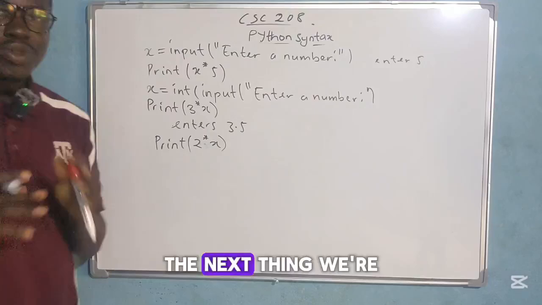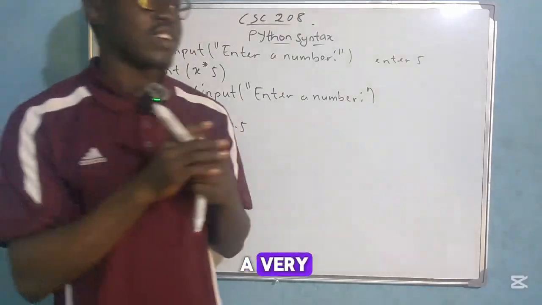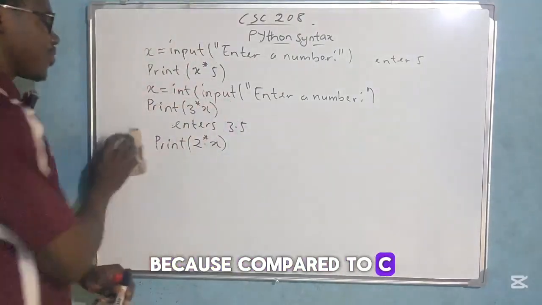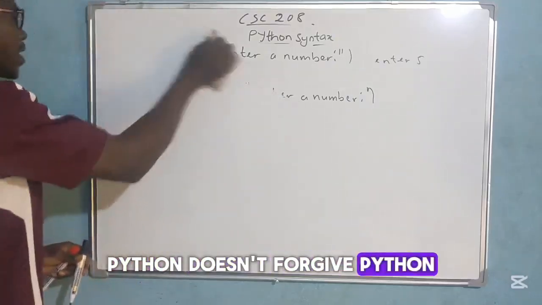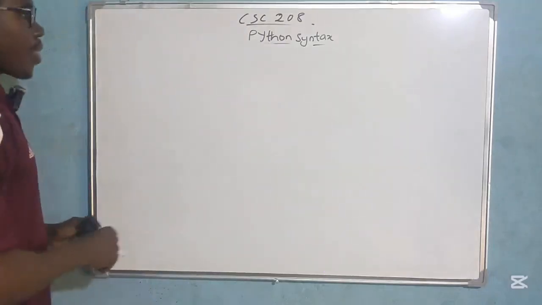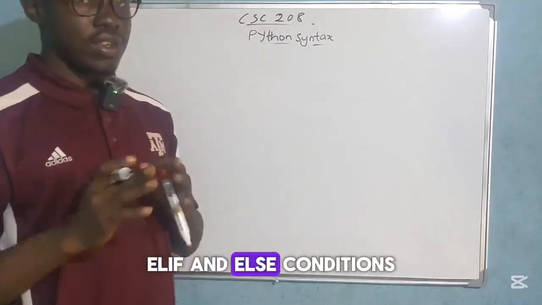Okay, so now the next thing we are going to talk about is indentation. It is a very crucial step in Python, indentation. Because compared to C, Python doesn't forgive, Python doesn't forget. Forget your indentation, you lose marks. So we have conditional statements. We are mostly going to see the if, elif, and else conditions.